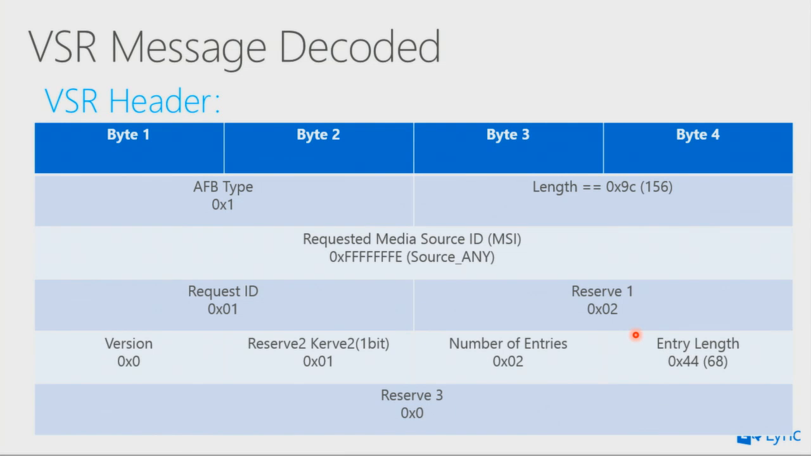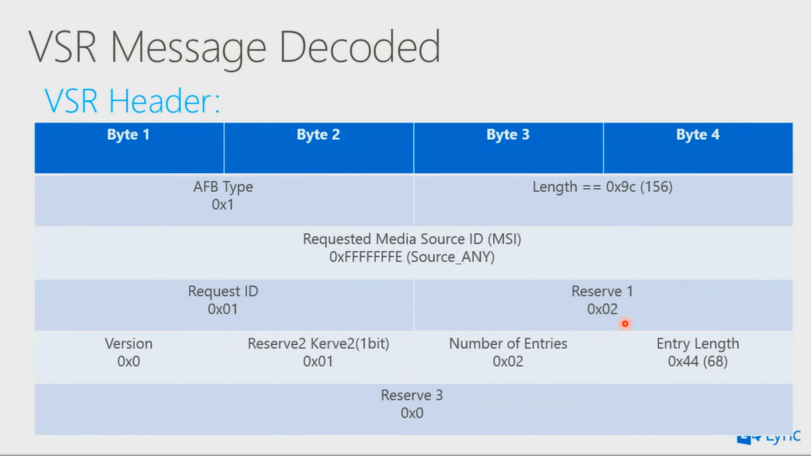So in the conference case, what you will see from the AVMCU is that you will have more entries in here, up to 20 entries in one VSR packet, right? Then they can send multiple packets if they have more. But in this case, I only have the peer-to-peer to show as an example.